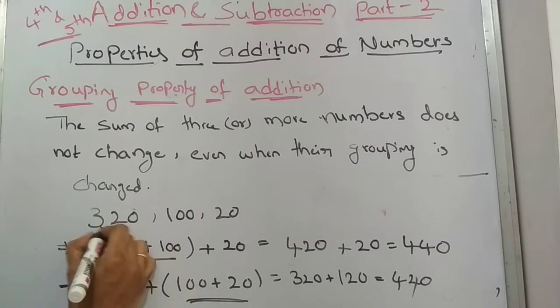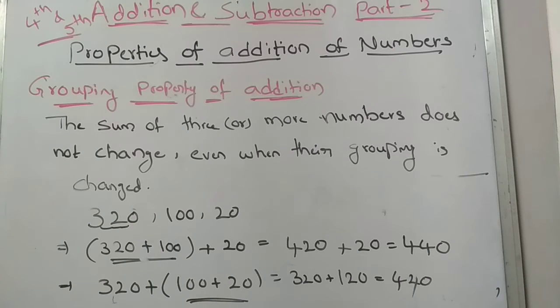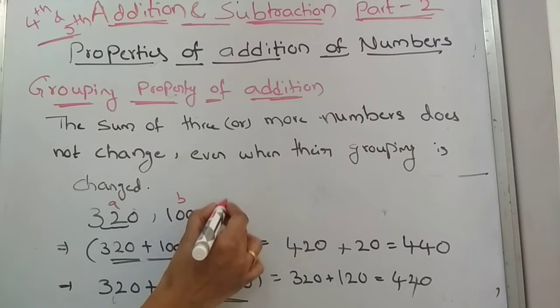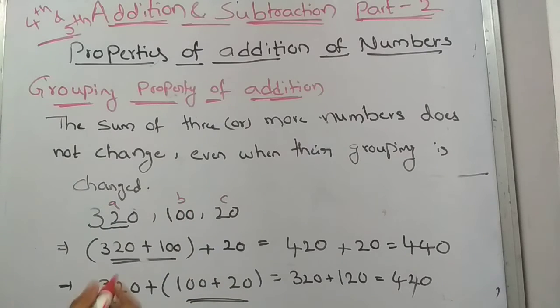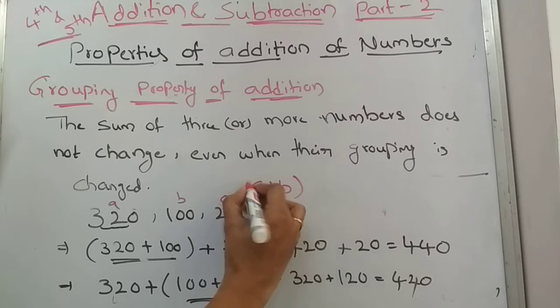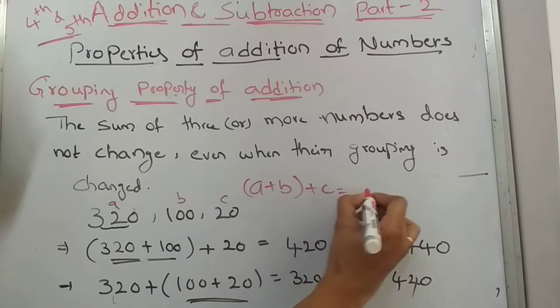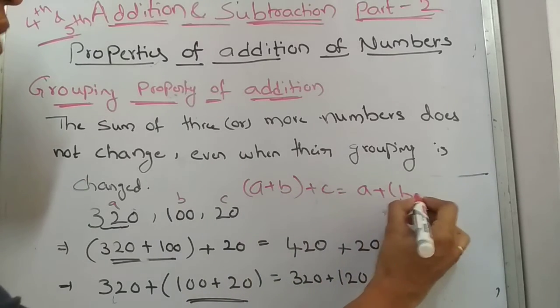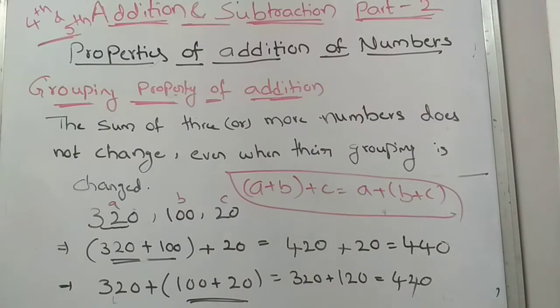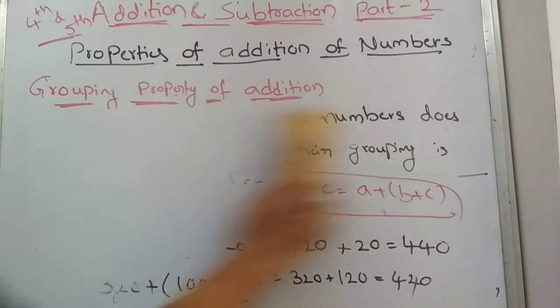Suppose this one is A, this one is B, and this one is C. I am giving some names: A, B, C. What is the formula? A plus B plus C equals A plus B plus C. This is the grouping property of addition.